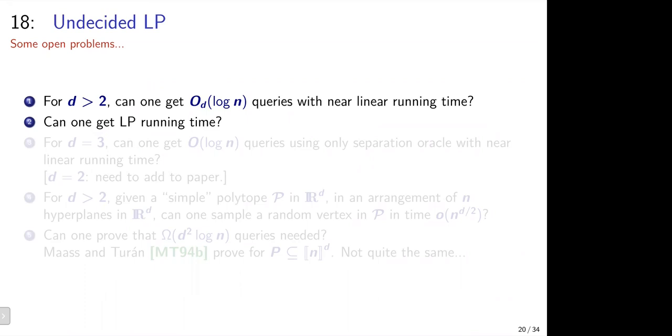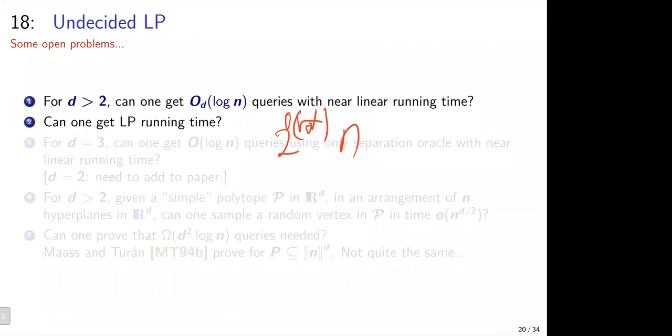So for larger than 2 dimensions, still constant dimension, can we get log n queries with near linear running time, right? So improve the cutting algorithm, essentially. Another interesting question, can we get LP running time, right? So currently, I hope I'm not lying, the fastest LP solver runs in something like 2 to the square root of D times n. This is due to Zwick and some other people, I think. Can we get this running time?